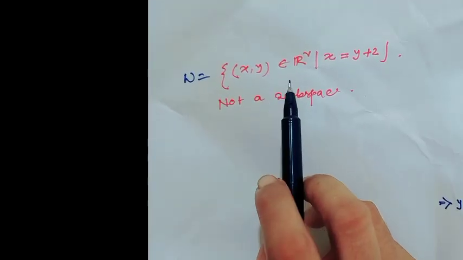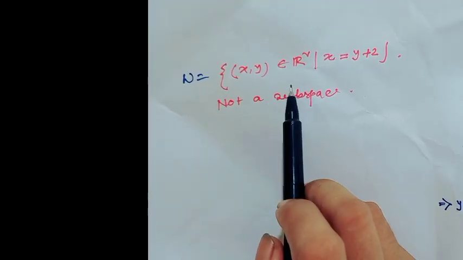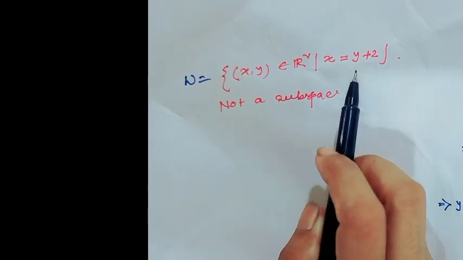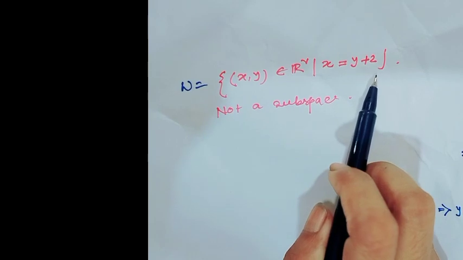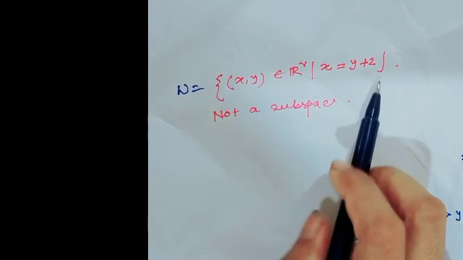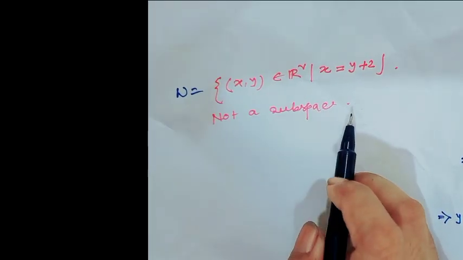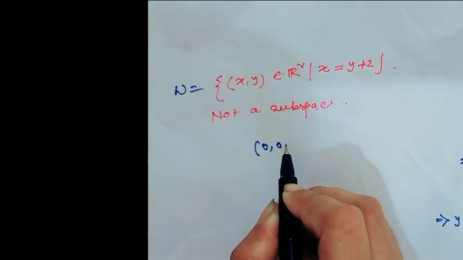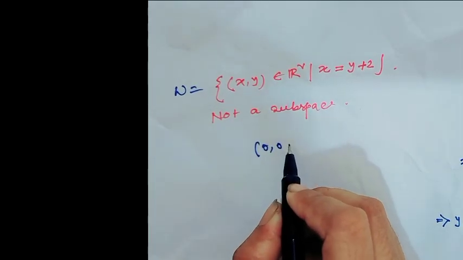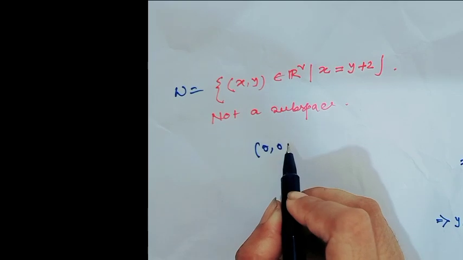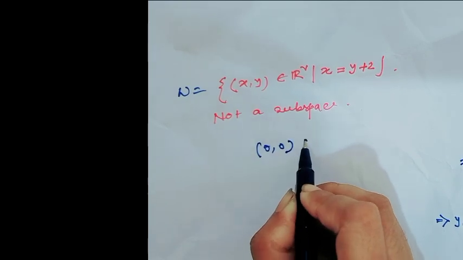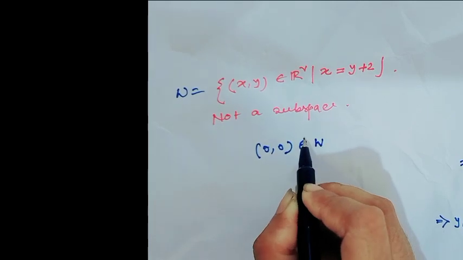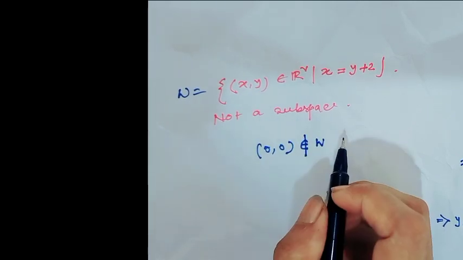Our next set is W equal to (x, y) belonging to R2 such that x equals y plus 2. Obviously this is not a subspace because a subspace always contains the zero vector (0, 0). We all know this; in my previous video I have shown this part. But here (0, 0) does not belong to this W.